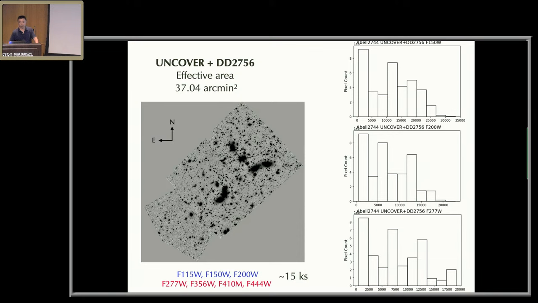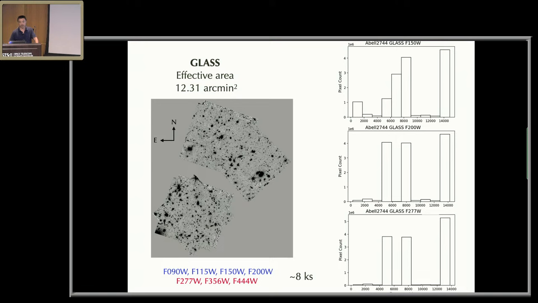37.04 square arcminutes, which is one of the largest cluster fields that we have data for so far. And GLASS, which is in the flanking field of Abell 2744, which is pretty much not affected by lensing at all. And then lastly, of course, SMACS 0723. Okay, so we have all those.